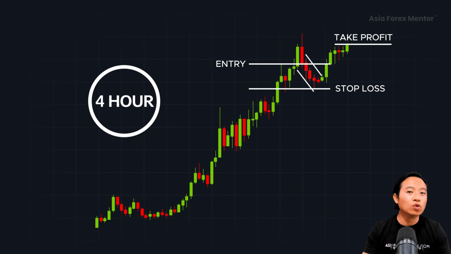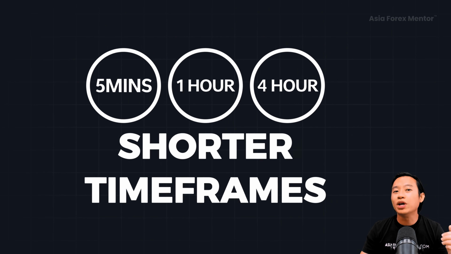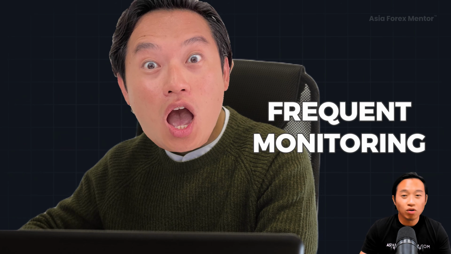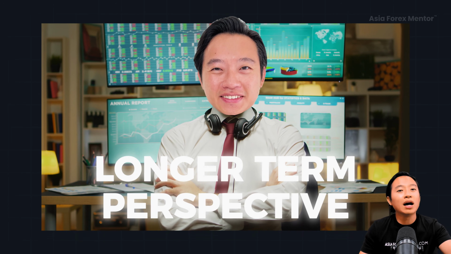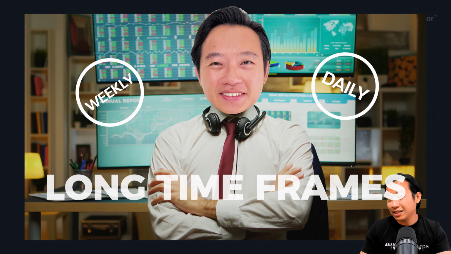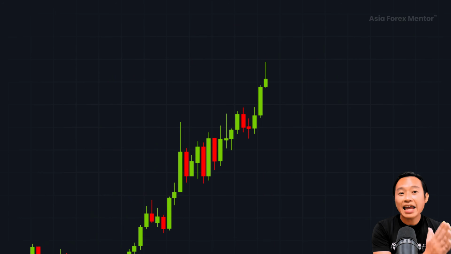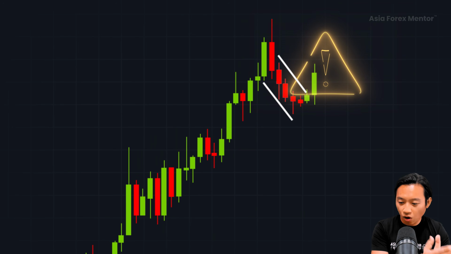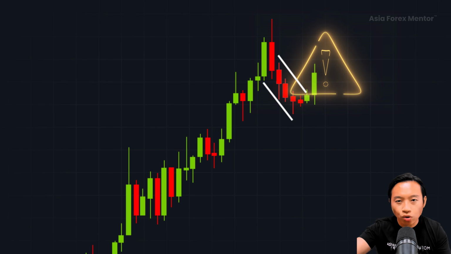However, it is important to note that the shorter time frames come with increased volatility. So, and that requires, right, even more frequent monitoring. So for traders with longer perspective, you can also employ the flag pattern on longer time frames as well, which is pretty common. This is because it can also offer a more reliable signal on a bigger prolonged trend.